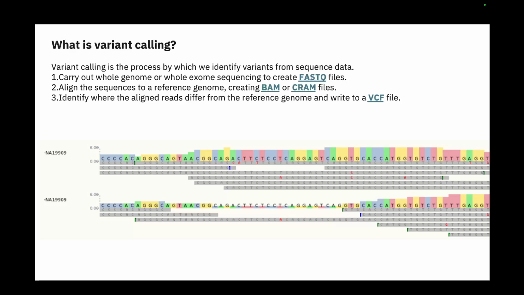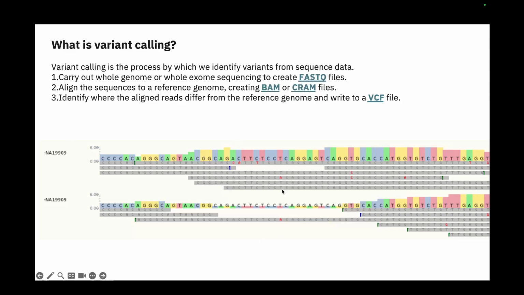After getting the FASTQ files, we align them to a reference genome, creating BAM files or CRAM files, and we identify the variants. This is the step where we identify where the aligned reads differ from the reference genome, and we write these variants into a file format known as the VCF file.